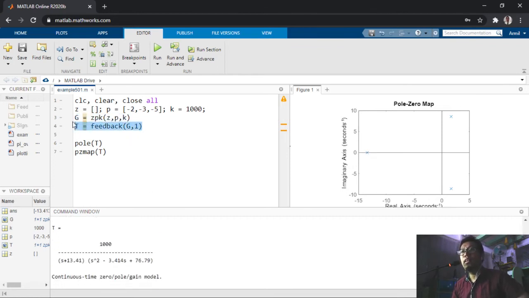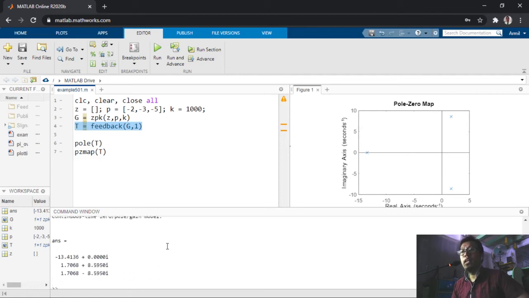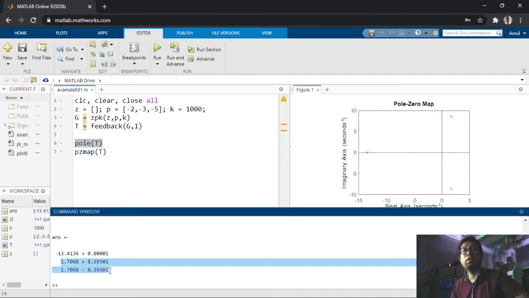Okay, and then using feedback, kinuha natin yung closed loop transfer function which returns na ito. Okay, and then we computed for the poles of the closed loop transfer function, in which case it would return negative 13.4136 at saka 1.706 plus or minus 8.5950 j. So nakita natin na yung real part ng ating dalawang complex pole ay positive. So therefore, that puts them at the right half plane of the poles. So mabe-verify nyo yun kapag apply natin yan using PC map.